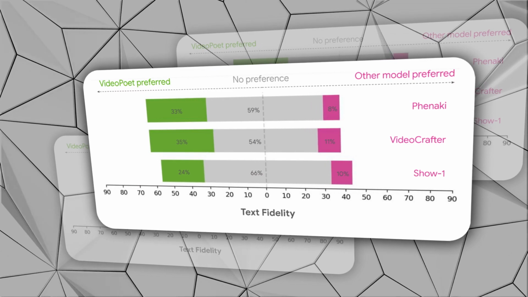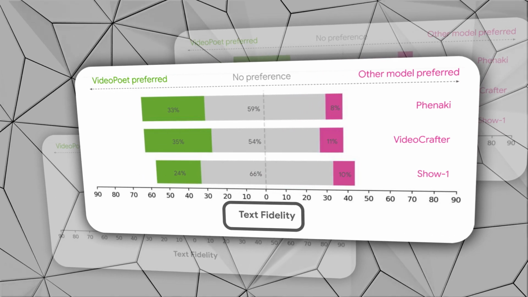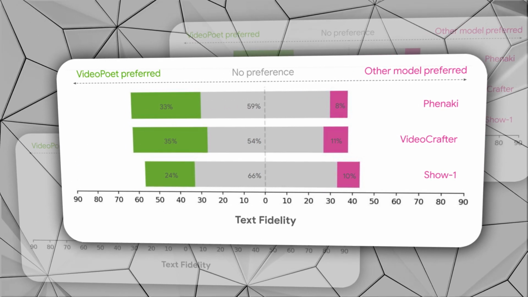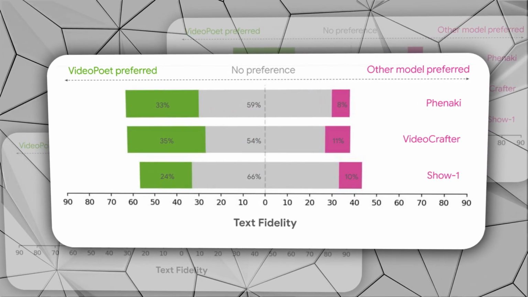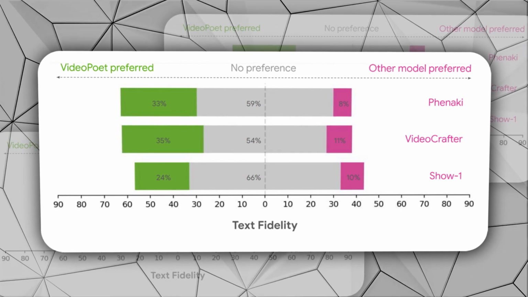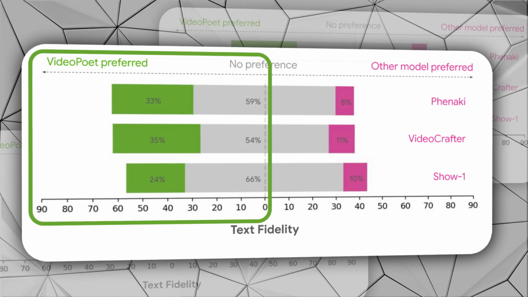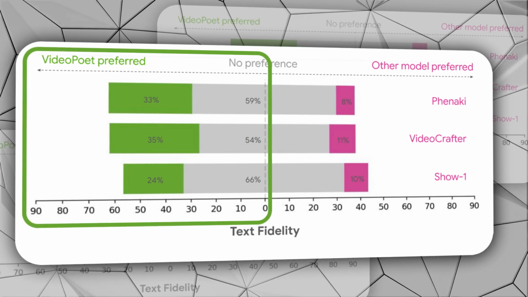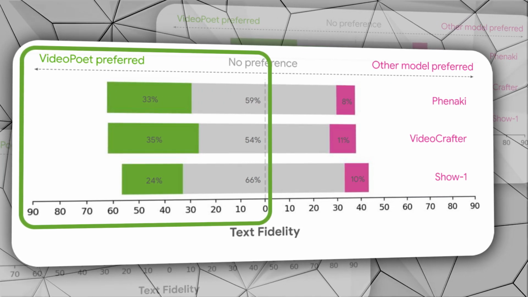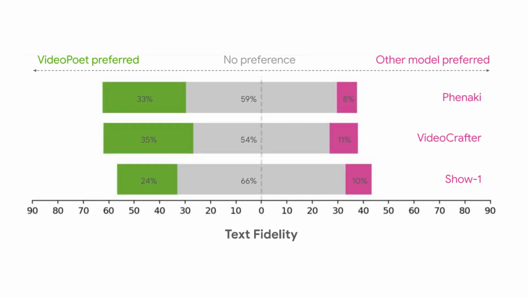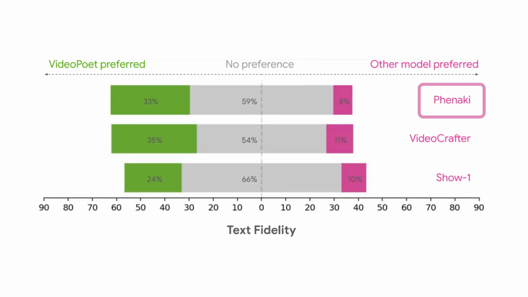This table shows the outcome of the survey on text fidelity, or in other words, how accurately the model followed the prompt. While people couldn't tell the difference between each model's output half the time, those who could tell them apart preferred the Videopoet version, about 3 times more than other text-to-video tools. Respondents thought Videopoet followed the given instructions more accurately than Phenaki, Videocrafter, and Show 1.